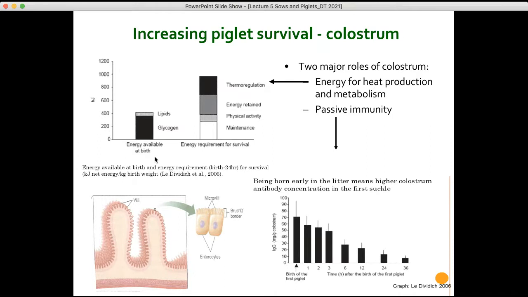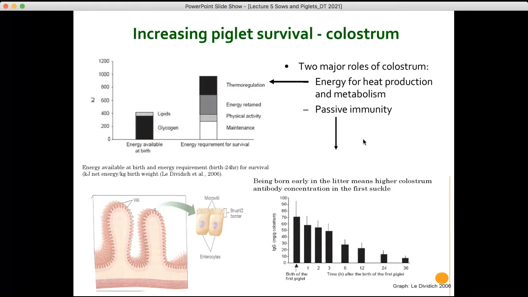So on this graph, we can see on the left-hand side the energy available to the piglets at birth. They have a little bit of glycogen storage and not much lipid at all. And then we have the energy requirement for survival. That includes maintenance, physical activity, retaining energy, and thermoregulation. And I'm sure you can appreciate the imbalance there. So that's why it's critical for piglets to get onto the teat and consuming colostrum as soon as possible.